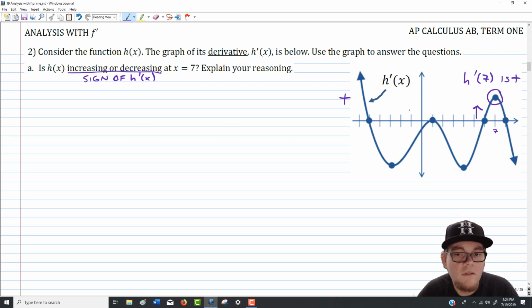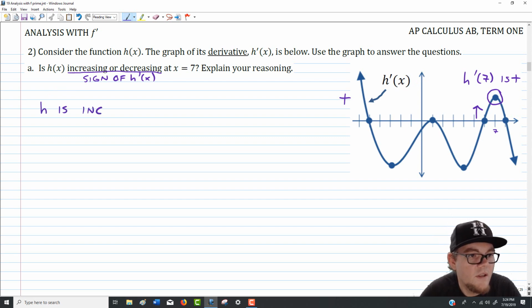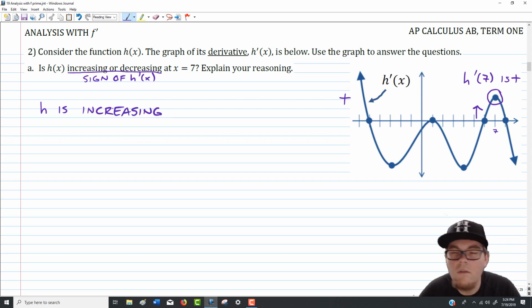h prime of 7 is positive. That tells us all that we need to know. h prime of 7 is positive, so h must be increasing at x equals 7. So in here, we could state it properly by saying h is increasing. And again, there's lots of little things here, so I wouldn't skip all of the writing here. I think it's important to see what's here and why.